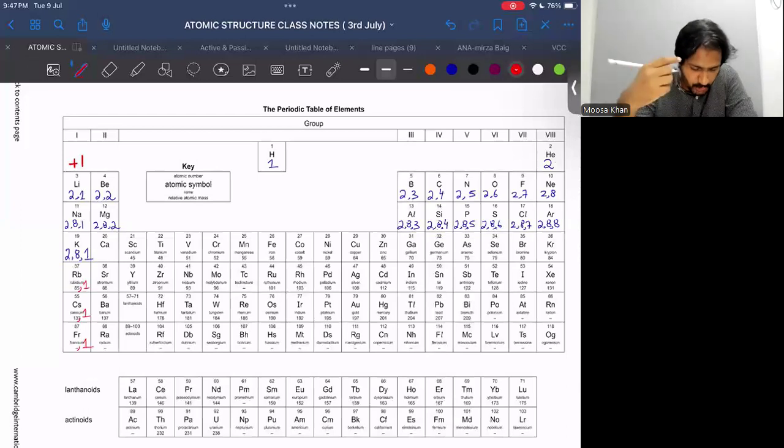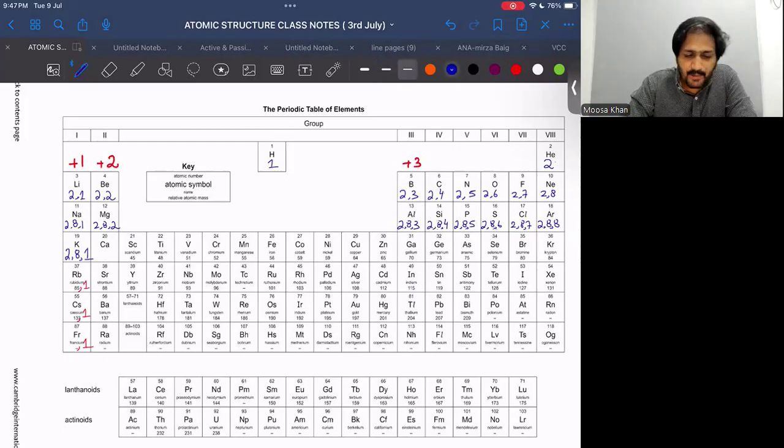Now coming towards group 2, all group 2 elements, they always lose 2 electrons to achieve stability and they get a charge of positive 2. For group 3 elements, all group 3 elements, they lose 3 electrons and they get a charge of 3 positive.